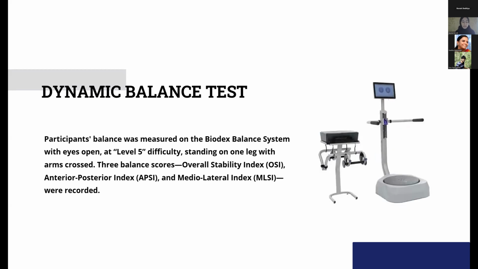For the dynamic balance test, the participants' balance was measured on the Biodex balance system while standing on one leg with eyes open, level 5 difficulty, and arms crossed. Three balance scores, general balance index, anterior-posterior index, and medial-lateral index, were recorded.